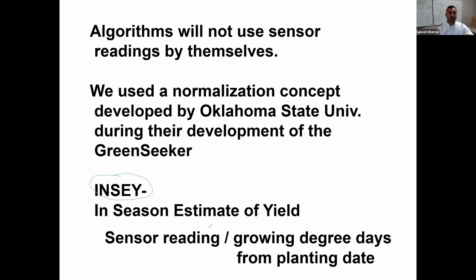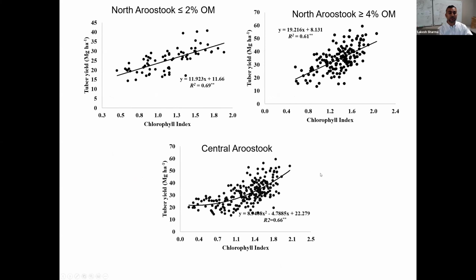So in-season estimation of yield is calculated by the sensor reading, which is NDVI, divided by the growing degree days from the planting date. Again, it all happens in real time. So sensor readings divided by the growing degree days from the date of planting to the date of sensing gives you the in-season estimation of yield. And all is done by the algorithm, the math already calculated. So there is no need for any producer to do that.